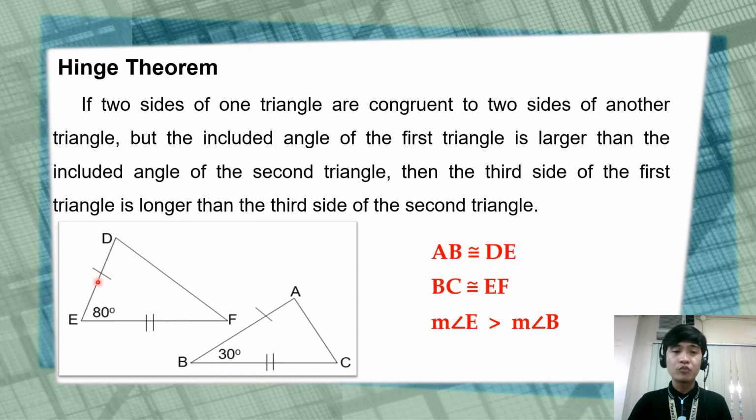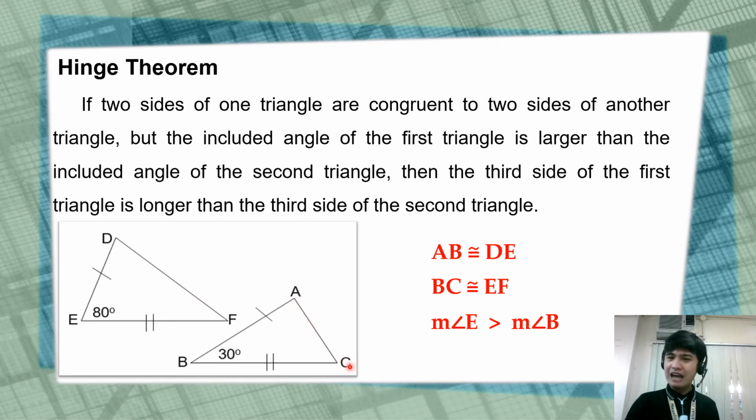If two sides of one triangle are congruent to the two sides of another triangle. Ayan o, ulitin ko. If two sides of one triangle are congruent to the two sides of another triangle, but the included angle, again, the angle that is exactly in between the two adjacent sides of a particular triangle, but the included angle of the first triangle is larger than the included angle of the second triangle, then the third side of the first triangle is longer than the third side of the second triangle.